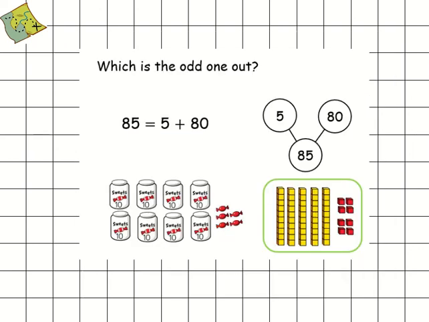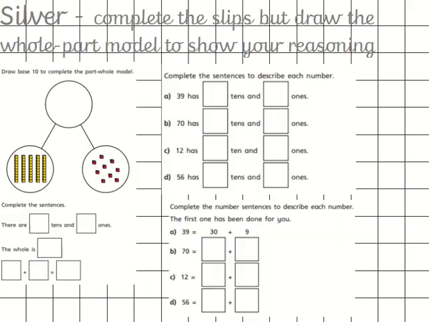Okay, now this is for you guys to have a go at. Which do you think's the odd one out and why? So you can pause the video, you can have a quick go at which you think is the odd one out. Looking at the addition, looking at the groups of 10, looking at the whole part model and the Deans and the base 10, so you can have a go at that yourself.